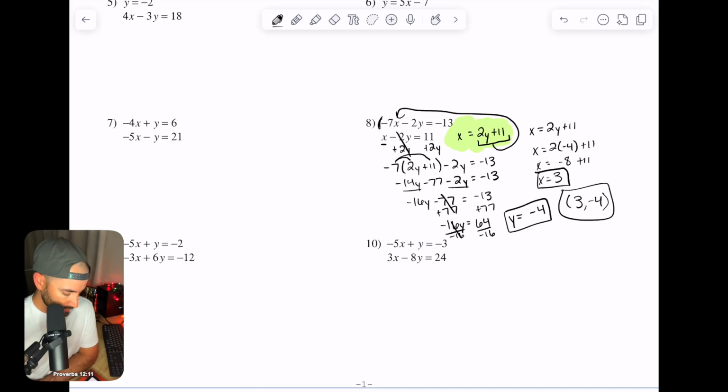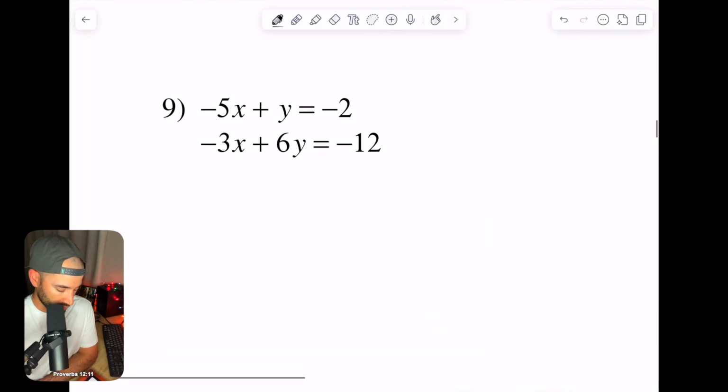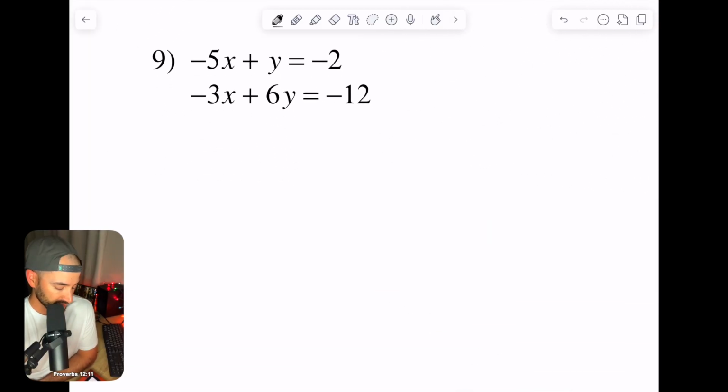So let's do one more problem like that just so that you get used to rearranging equations. So let's do this one. So we have negative 5x plus y is equal to negative 2, and we have negative 3x plus 6y is equal to negative 12. So again, we don't have either equation equal to y or x, but this first equation looks like we can easily get that to equal y. So I'm going to rewrite it right here. Negative 5x plus y is equal to negative 2.